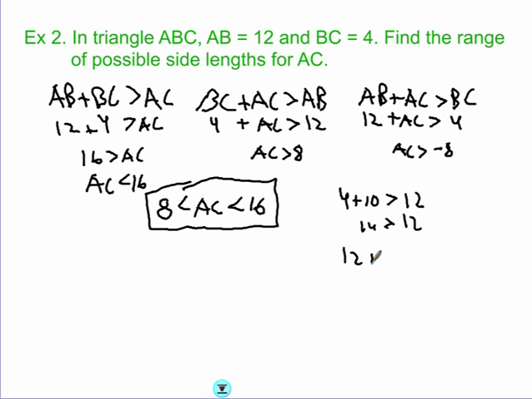If I say 12 plus 10, I want that to be bigger than 4. Well, that's 22. That's bigger than 4. And 12 plus 4, I want that to be bigger than 10. Well, that's 16. That's greater than 10. Notice that I just picked one number that's in this range, 10, and it worked. If I picked any number that's in this range, 8 to 16, then it would work. And this is how you write the range. You write it as an inequality like this. That's all you have to do. Solve your inequalities and turn them into a range. So those are the two uses that we are going to have for the triangle inequality theorem.